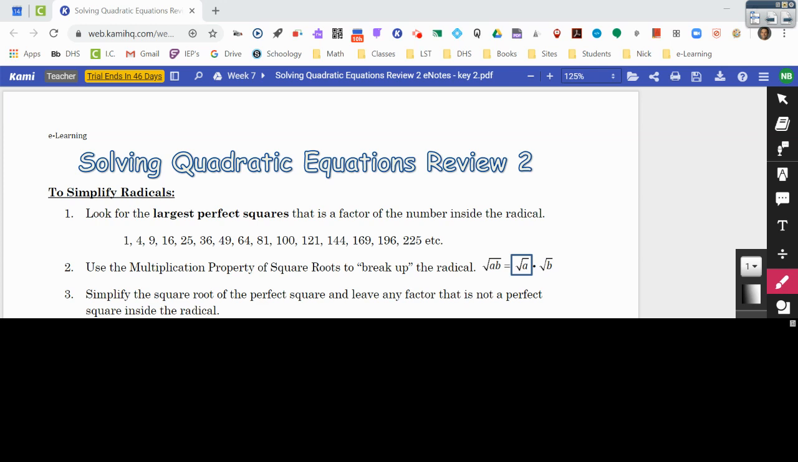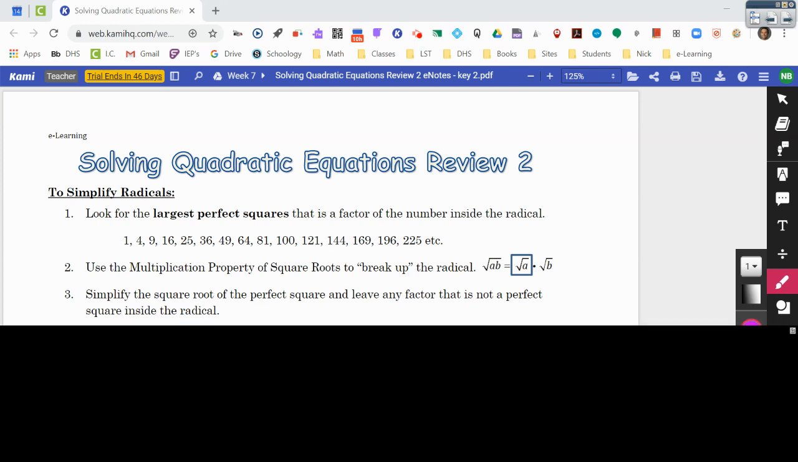That's step 3 here. We're going to simplify the square root of the perfect square and leave any factor that is not a perfect square inside the radical. Also remember that this multiplication property of square roots works both ways. I can break up a radical this way, but I can also multiply two radicals to make one radical and then break it up again to find that perfect square factor. It's kind of like a two-way street here.